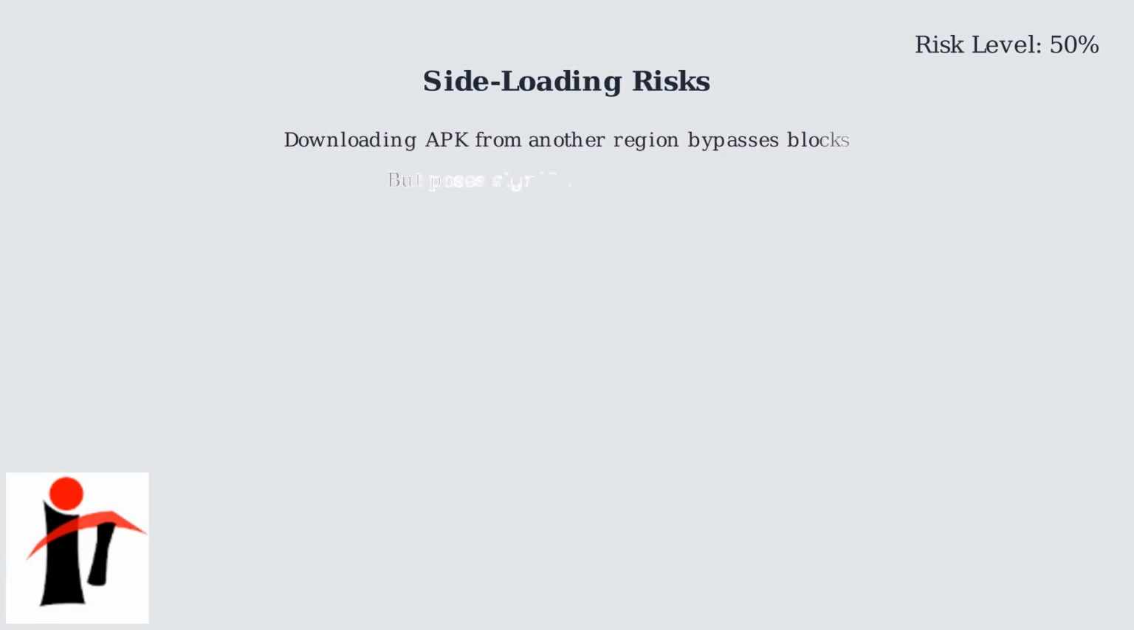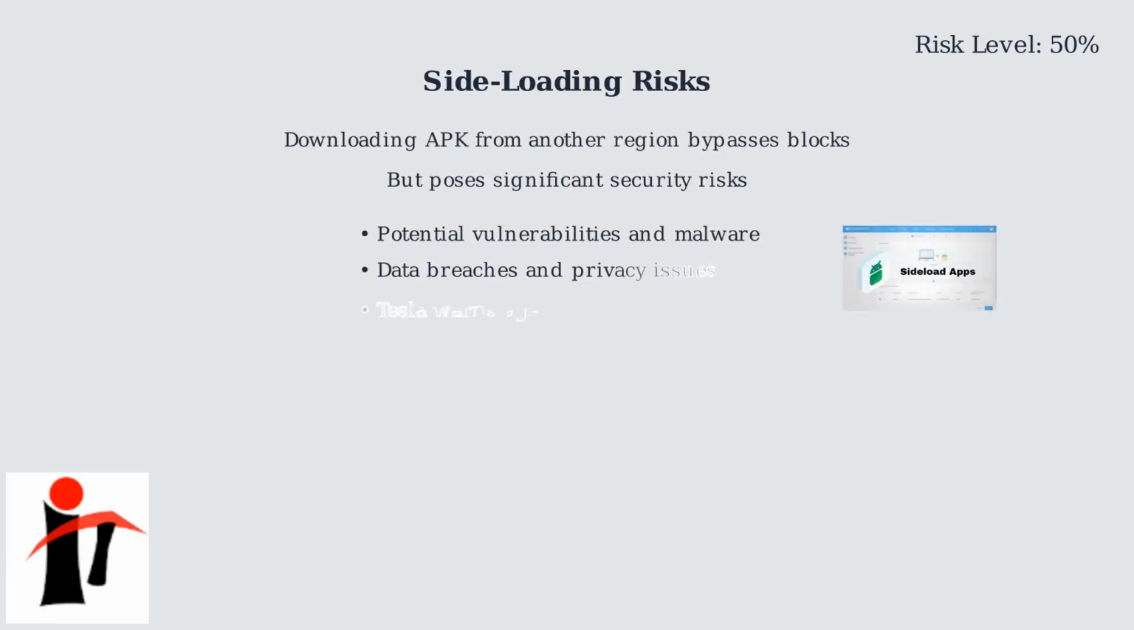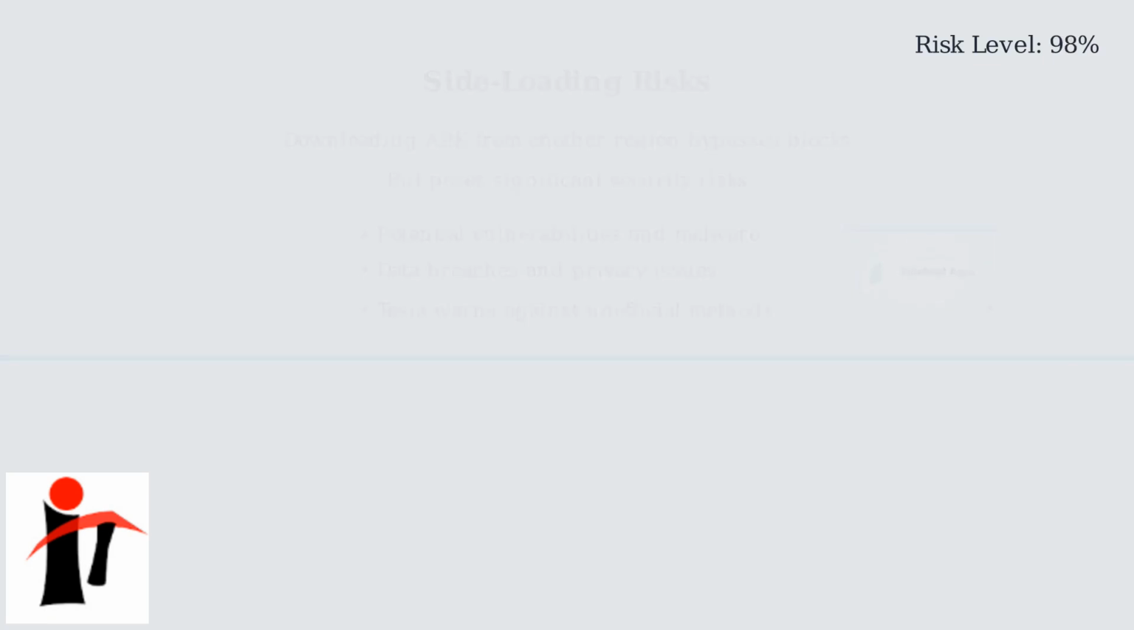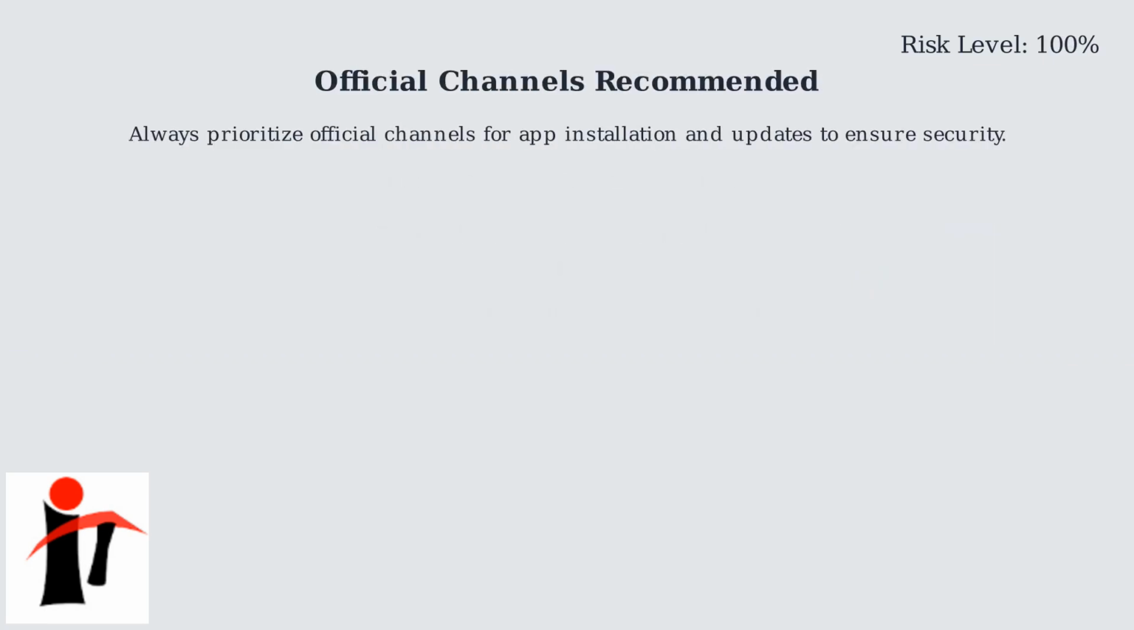Sideloading, or downloading the Tesla app APK from another region, may bypass geographical blocks, but introduces serious security risks, including vulnerabilities and potential malware. Tesla strongly advises against these unofficial methods due to the risks involved. Always use official channels for installing and updating the Tesla app to maintain security and avoid potential issues.